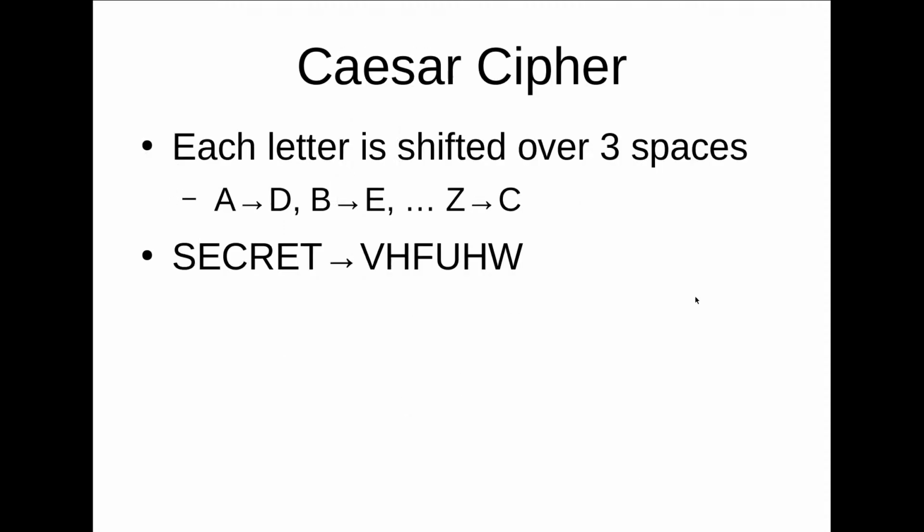But a Caesar cipher is basically just each letter shifted over 3 spaces. So an A becomes a D, a B becomes an E, and so on. And once it hits the end of the alphabet, it'll wrap around. So Z is C, Y will be B, and so on. If you have the word secret, that would be VHFUHW when it's encoded with a Caesar cipher.